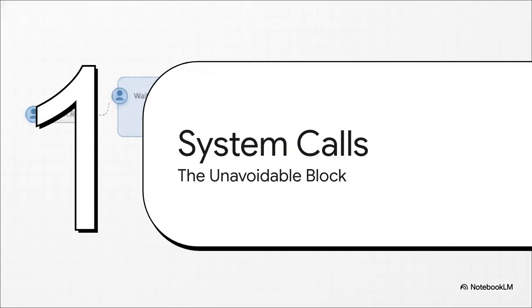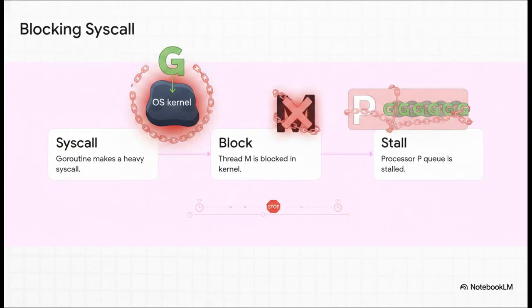Section 2. System calls. Handling the unavoidable block. Okay, so network I/O is solved beautifully. But what if a goroutine makes a heavy file system call that absolutely must block? Say you're reading a massive file from a slow disk. You can't always use the network poller for everything. As the goroutine executes this heavy syscall, it unfortunately traps both itself, the G, and the machine, the M, inside the operating system kernel.